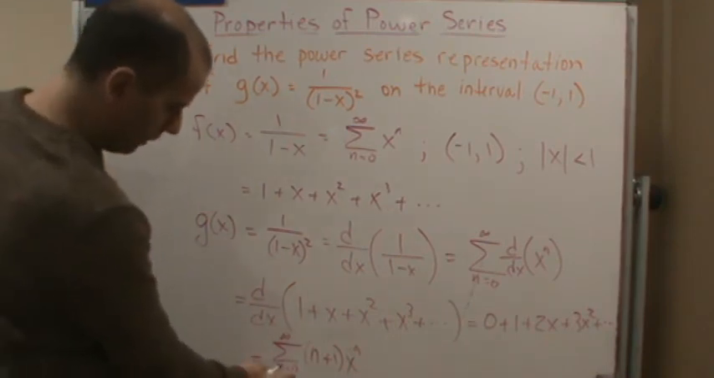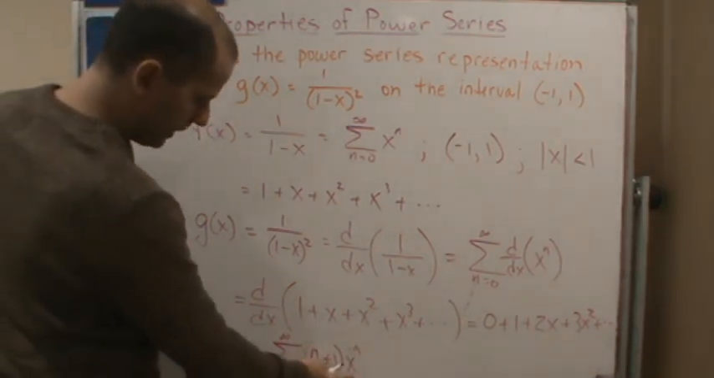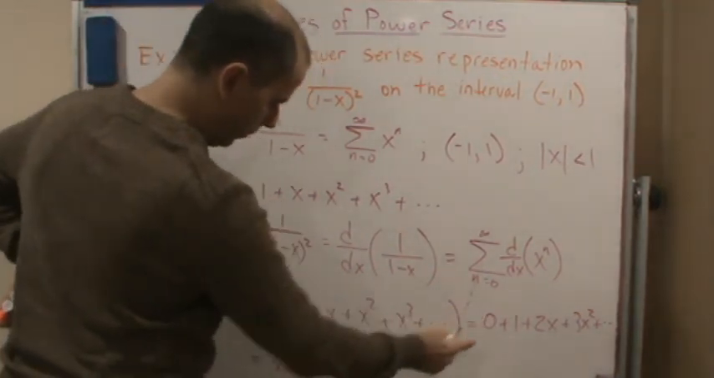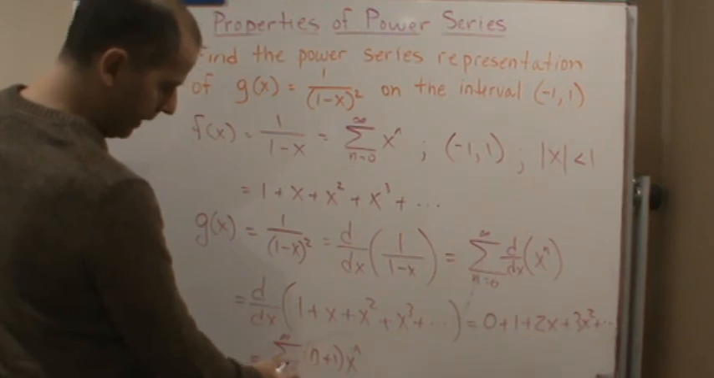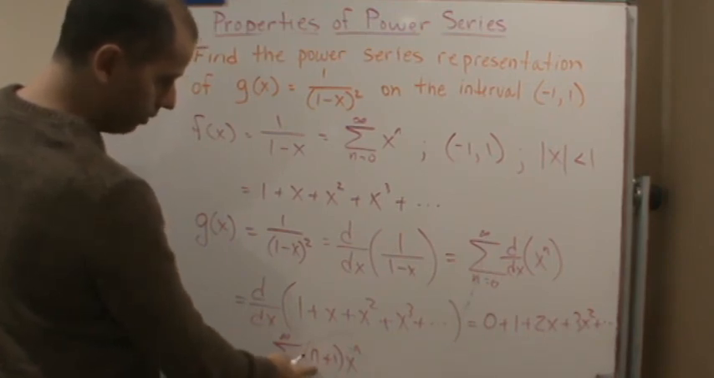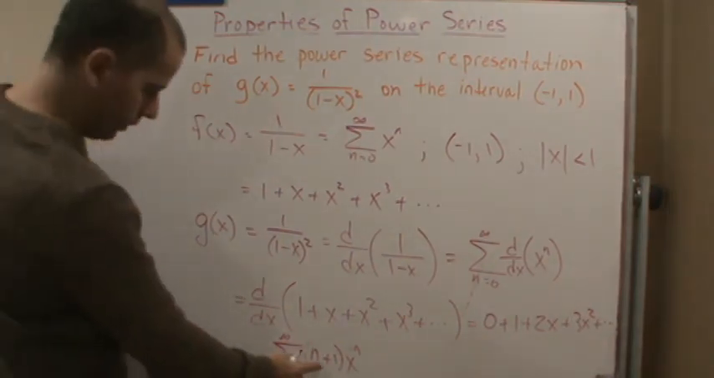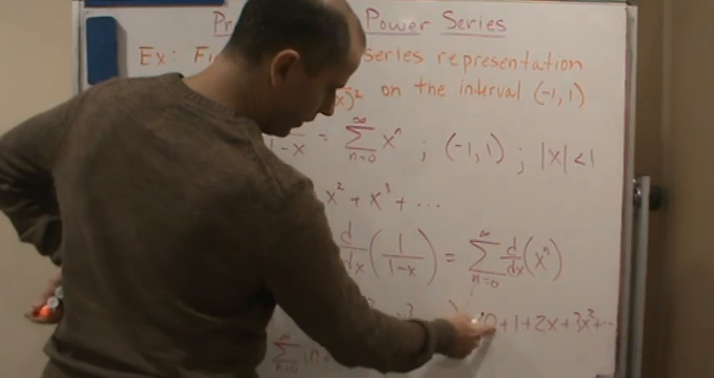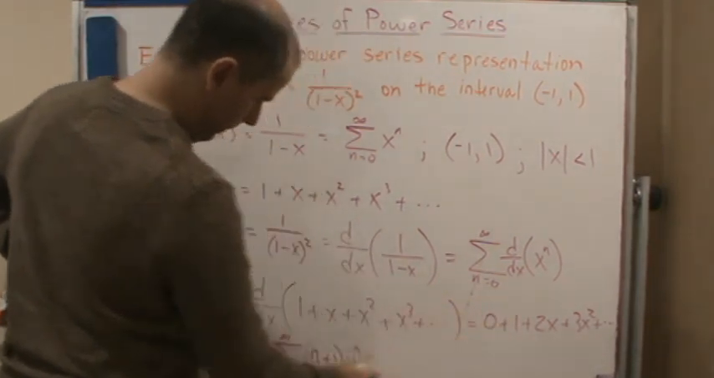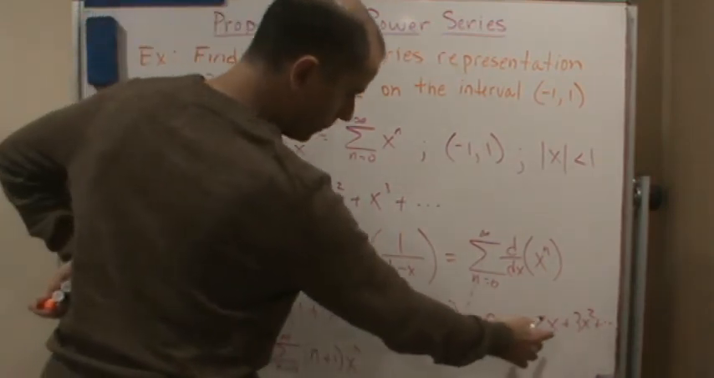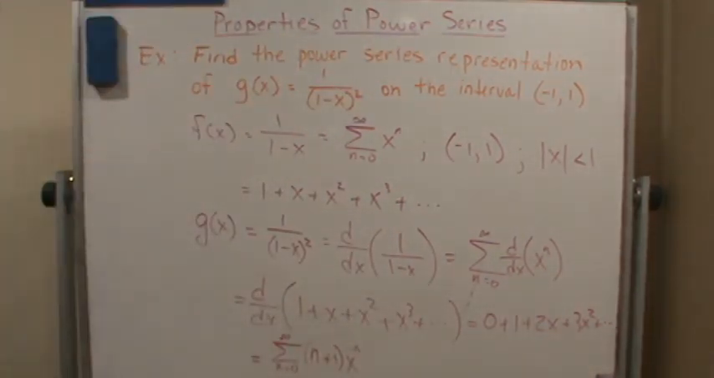Because then when n is 0, I get 1 times x to the 0, which is 1, so I get 1. Then if n is 1, I get 2x to the first power, which is just 2x. And so I get all the terms with that expression. Okay?